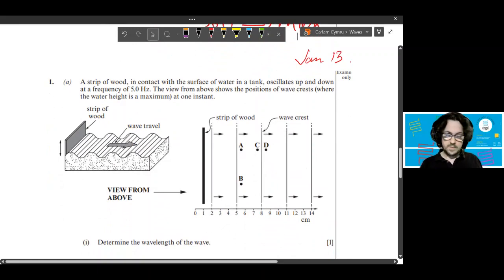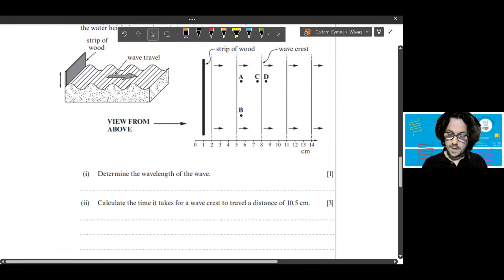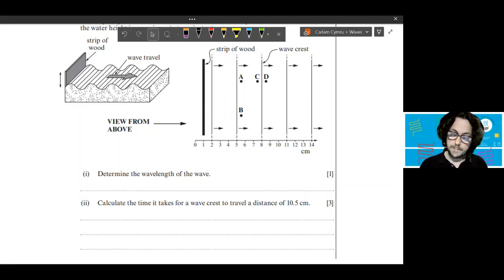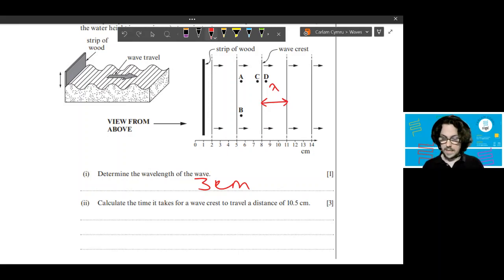We're nearly close on time now. One last thing then: determine the wavelength of a wave. If we're looking at a top-down view, looking at the wavefront, then the wavelength of the wave is quite simply the distance between two peaks. This would be our lambda. That's how we determine the wavelength of the wave. So in this instance, it would be 3 centimeters.